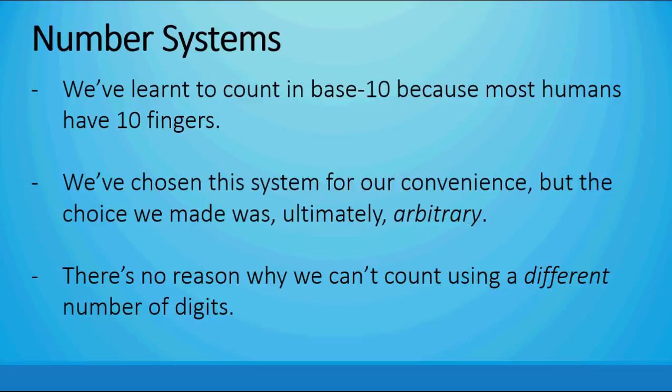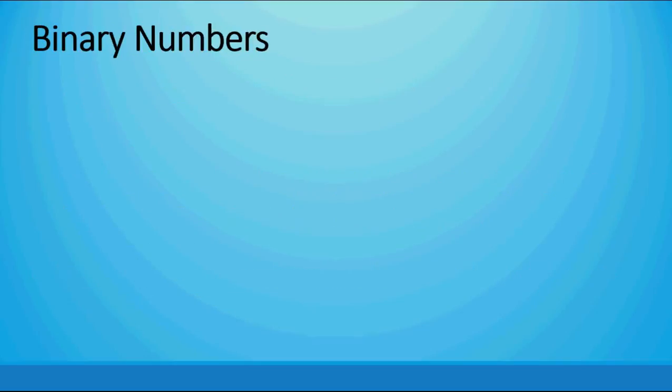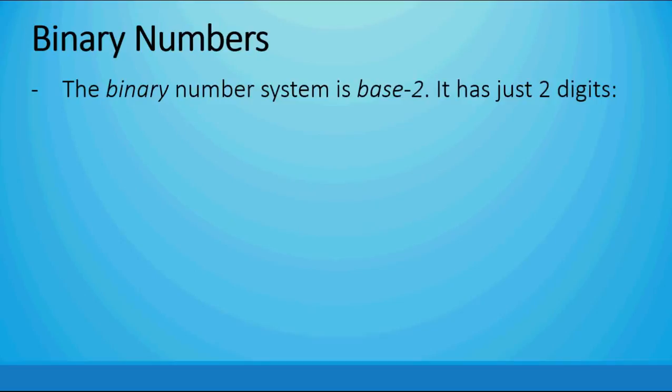And of course, in maths we like to keep things general. So there is no reason at all why we can't count using a different number of digits, at least in an abstract way. So let's have a look at a different number system, one that uses a different number of digits. Something that you've probably heard of called binary numbers.